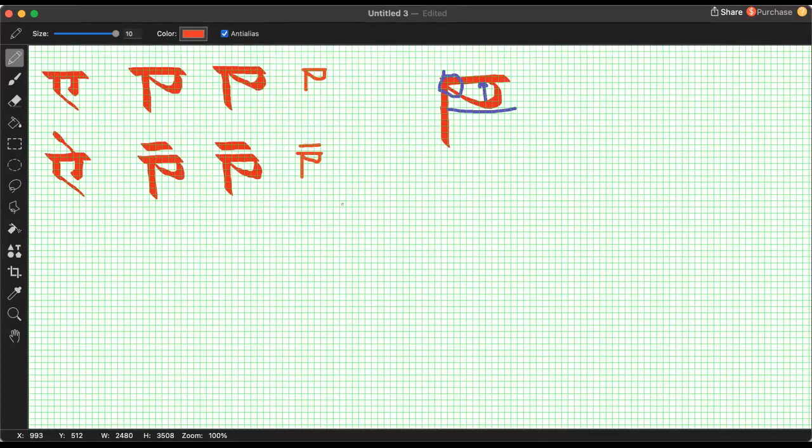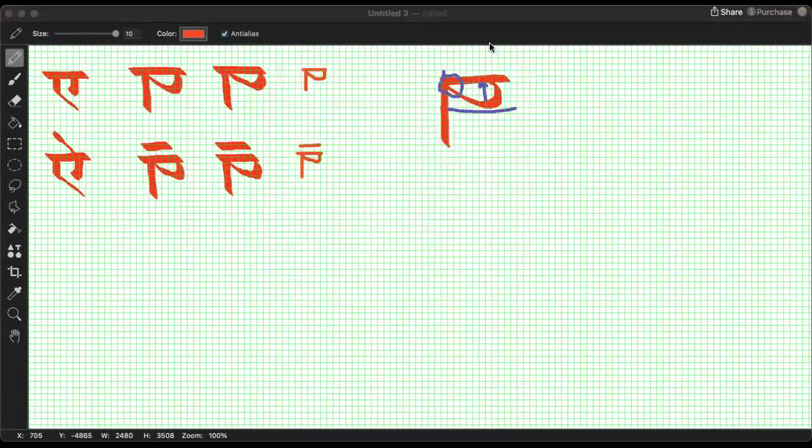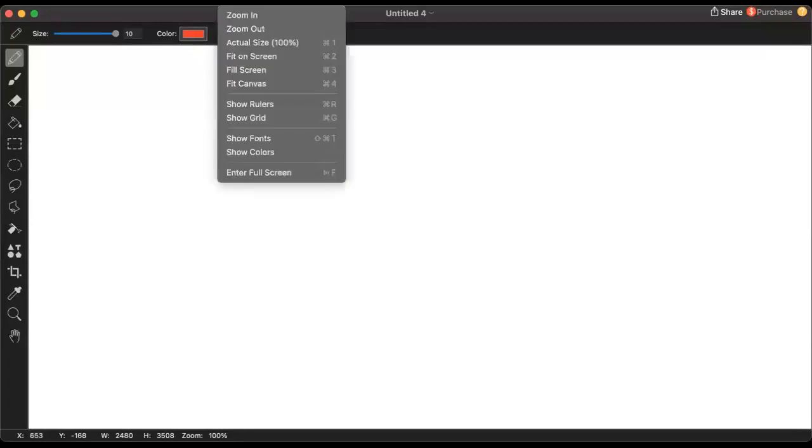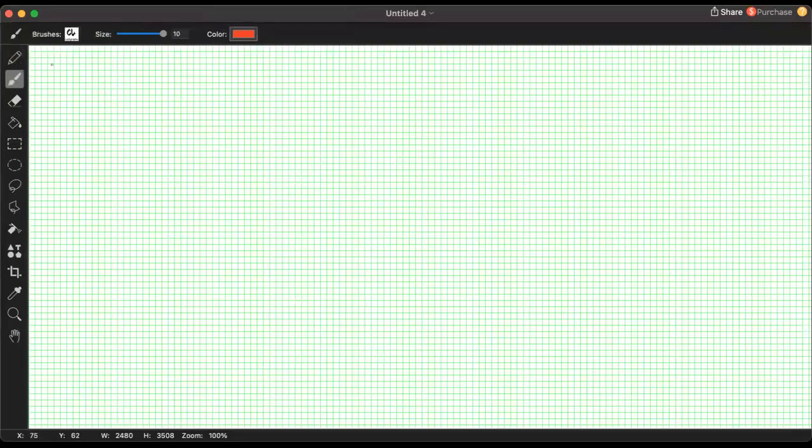So we will quickly revise what we have done today. Let me reshare my screen. Okay. Fine. We did first R. So this is Devanagari R.